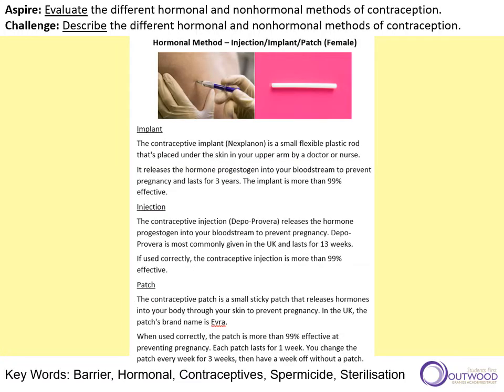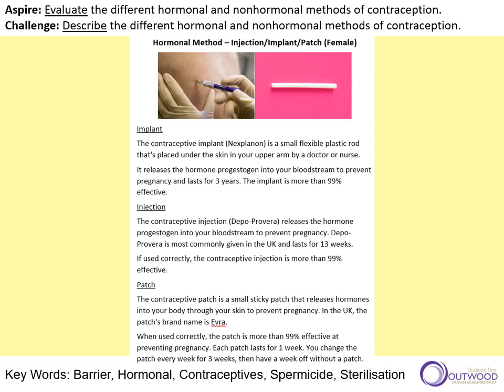Next is the injection, implant, or patch. They all work fairly similarly. It's for females, obviously. However, they are developing a male patch, so let's see what happens in the future. What does the implant do? It lasts for 3 years. It releases progesterone, okay, and because it releases progesterone, FSH is inhibited, and the implant is 99% effective.